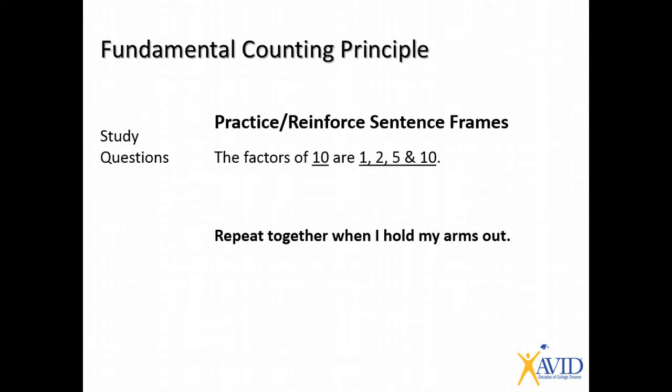The factors of 10 are 1, 2, 5, and 10. And what I do when I teach this is I put my hands to my chest. When I say the sentence frame, I cross my arms and say, the factors of 10 are 1, 2, 5, and 10. Then I put out my arms to the class and ask the entire class to repeat what I just said. Folding my arms, the factors of 10 are 1, 2, 5, and 10. Holding out my hands, the entire class repeats: the factors of 10 are 1, 2, 5, and 10.